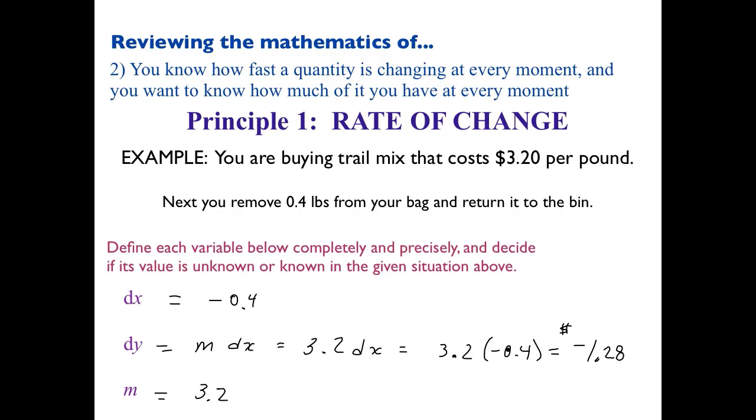So that's an example of something else that 3.2 dollars per pound tells us. It tells us that if we decrease the number of pounds by negative 0.4, our cost will go down $1.28. Questions on that?